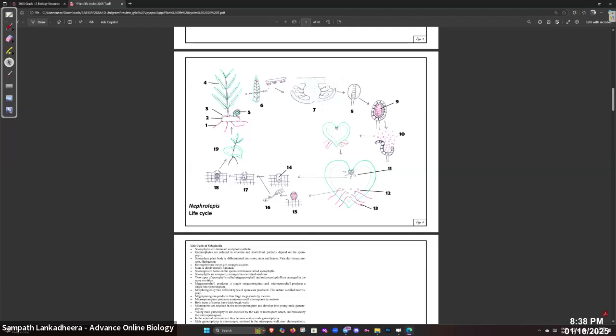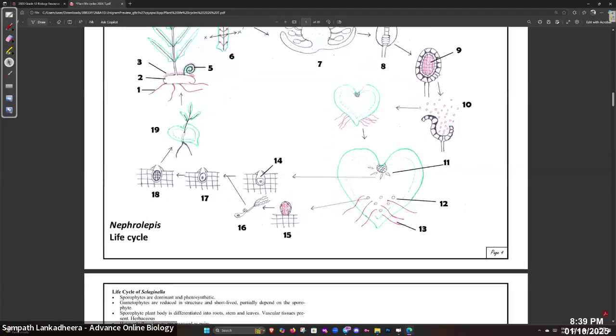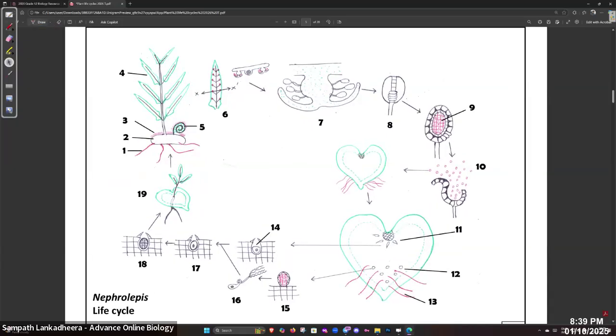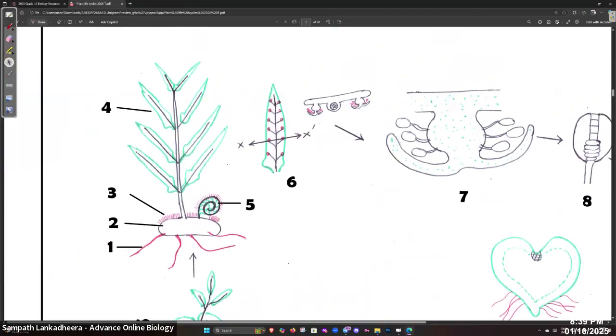All right, look at this. This is the Nephrolepis life cycle. The poster you have. So this part is the sporophyte, and these are the parts of the sporophyte. Number 1, adventitious roots. Number 2, rhizome.